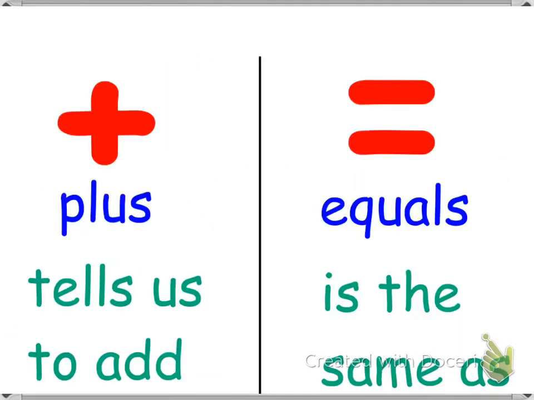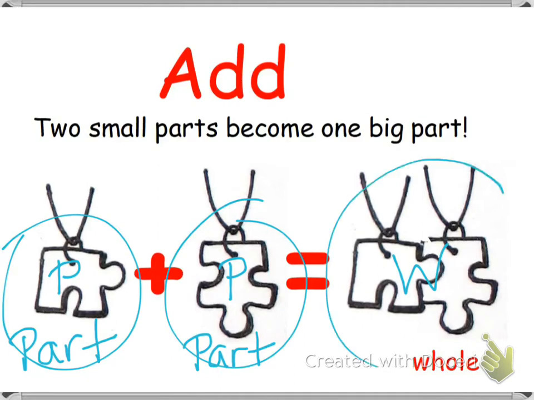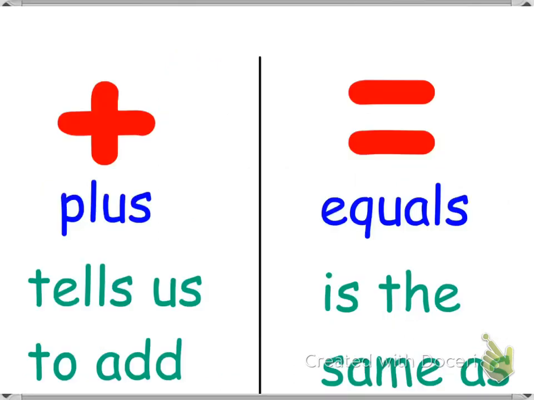So let's talk about what plus means. Plus means that we're going to add. It tells us that we're going to add. We're putting it together. Equal means that both sides will be the same. So it's saying that this part plus this part is the same as both parts together. That's what it's saying.